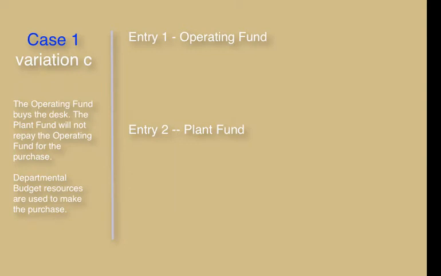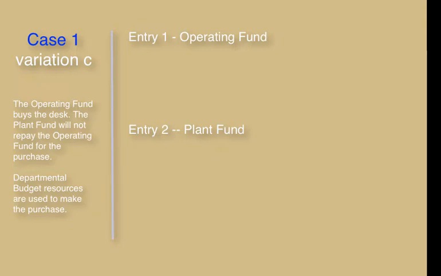In variation C of case 1, the money to purchase the desk is coming from the operating fund. It will not be repaid by the plant fund. But this time the resources for the purchase are going to come out of departmental budgets. It's very important that we pay careful attention to which department is providing the money, because the classification of the department and whether or not it is allowed to use tithe funds to make these purchases becomes very important and comes into play.